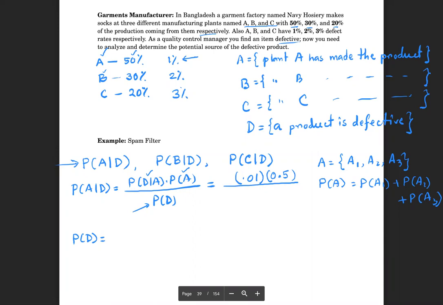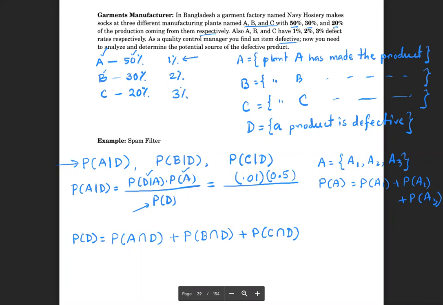So the problem of finding the probability of a defective product boils down to the following: probability of A and D, the probability that plant A has made it and it is defective, plus the probability that plant B has made it and it is defective, plus the probability that plant C has made it and it is defective. So these are the things that you have to think about.